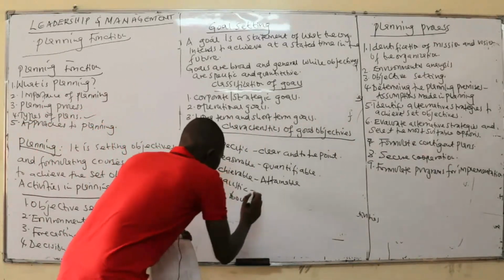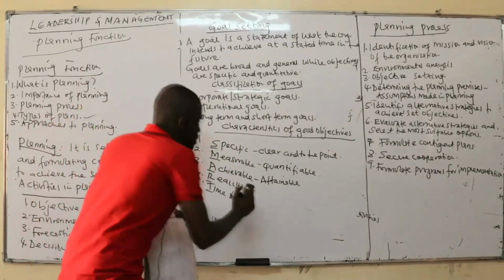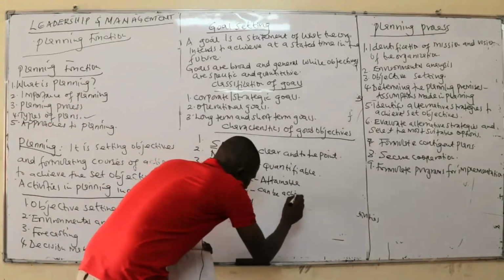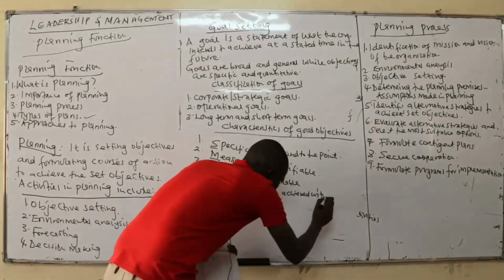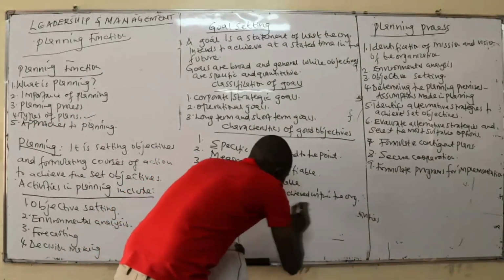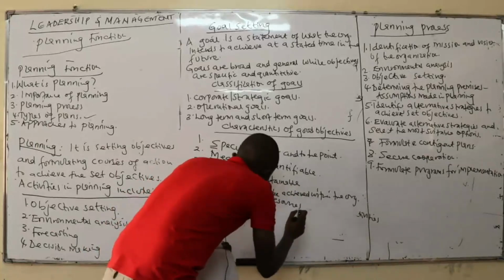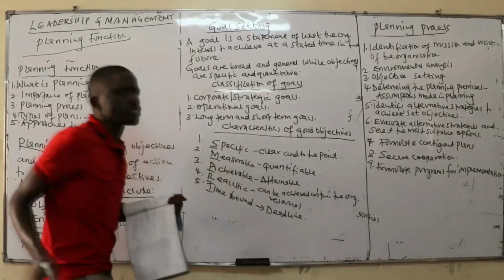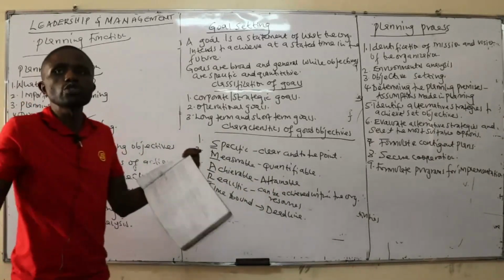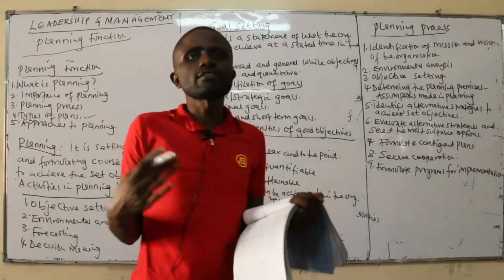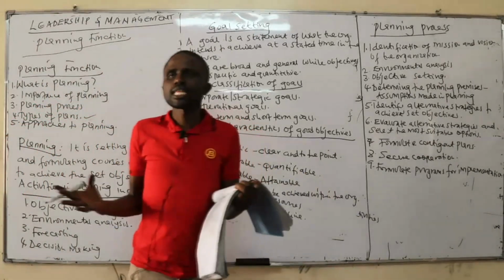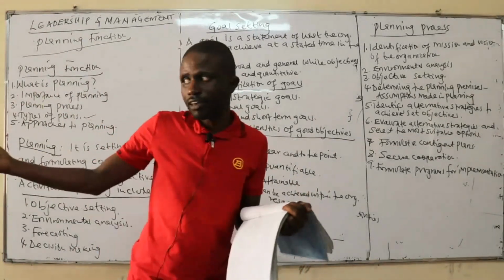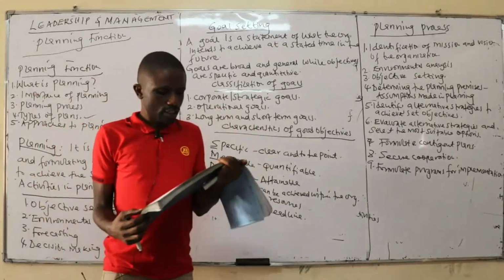Then realistic, what does it mean? Can be achieved within the organizational resources. And time-bound means they have a what? There is a deadline to achieve them. There is a time frame in which we should be able to achieve them. We give ourselves a deadline. For instance, we have the Vision 2030. We have even the government itself. It has plans, the 5-year plan on what they intend to achieve.